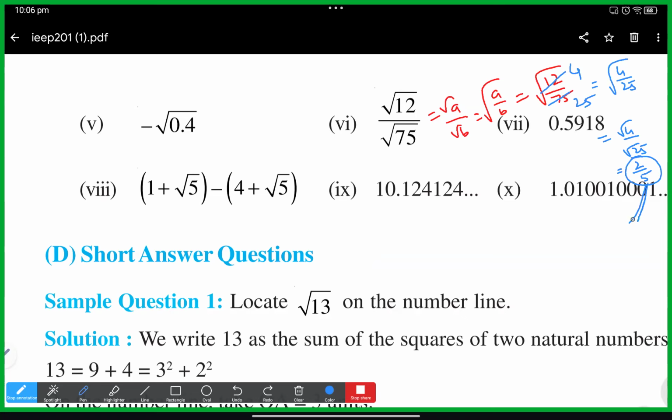So 2 by 5 is in p by q form, which is rational. Yes, sir. Now, the next one.